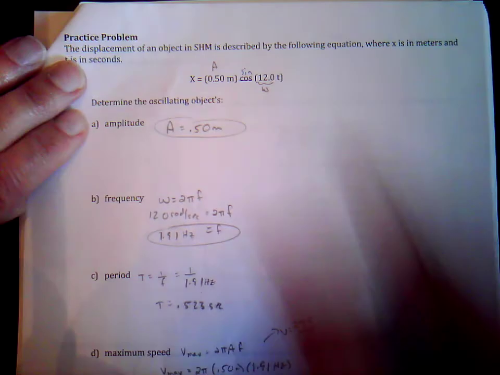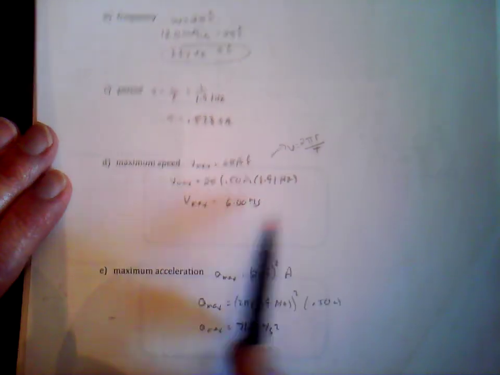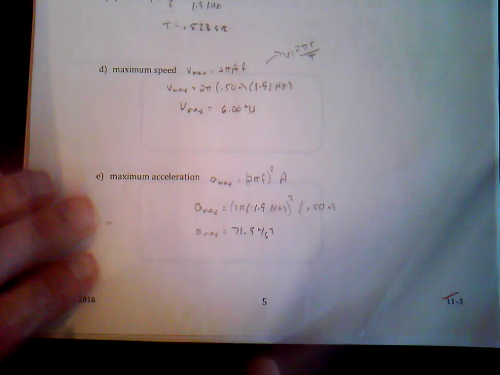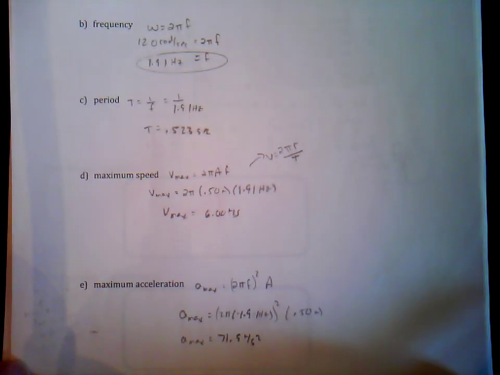All right, you have the solution done. Let's take a look and see. This is actually sine. So the answer should be 0.5 meters, 1.91 hertz. This is 0.523 seconds. This is 6 meters per second for maximum velocity. And the maximum acceleration, 71.9 meters per second squared. Of course, you can pause the video anytime you want to check your answers with mine. See if you got anything wrong. Make sure you have the correct solutions there.